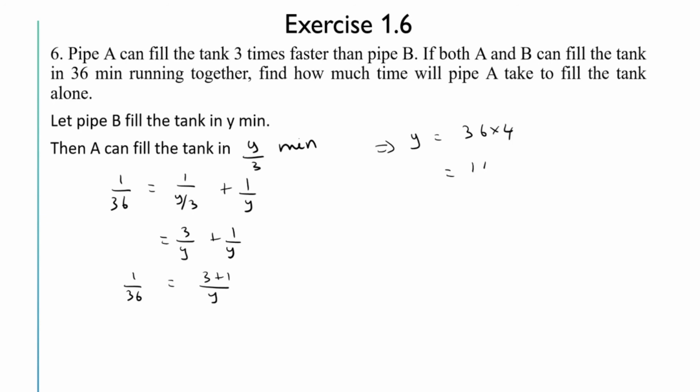That is equal to 144 minutes. We have got the time in which B can fill the tank. It is 144 minutes. Now A can fill the tank in 144 by 3 minutes. So we have A can fill the tank in 144 divided by 3, that is equal to 48 minutes.